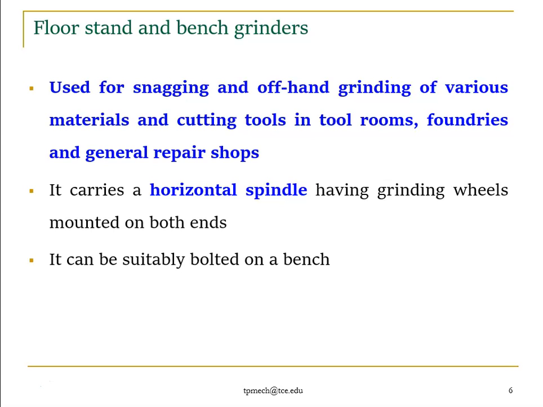Horizontal spindle means the spindle rotates about the x-axis, right? If you raise your hand and lift it above your face, that is the y-axis. So when the spindle rotates about the x-axis, we say it is a horizontal axis. It carries a horizontal spindle having a grinding wheel mounted on both ends. It can be suitably bolted onto a bench, so the base of the grinder is bolted on the bench with the help of bolts.